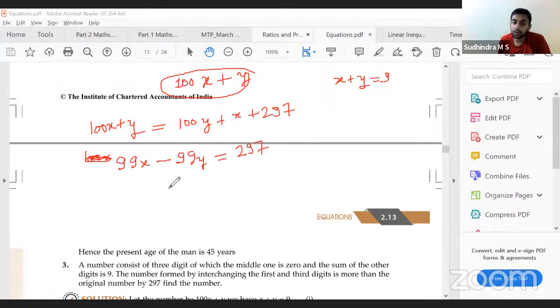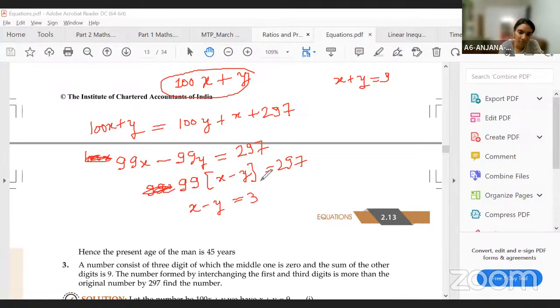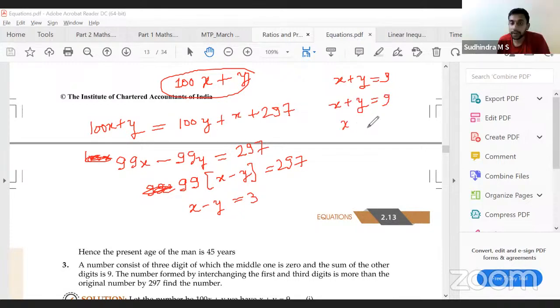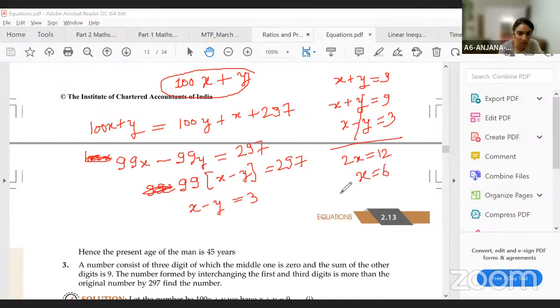I'll take 99 as common. x minus y is equal to 297. So what would be x minus y? What is x minus y? 3. Correct? x minus y is 3. So x plus y is 9, x minus y is 3, 2x is 12, x is 6. No, we did something wrong here.